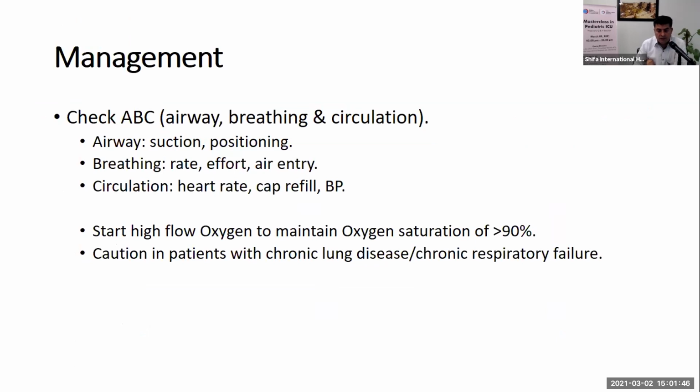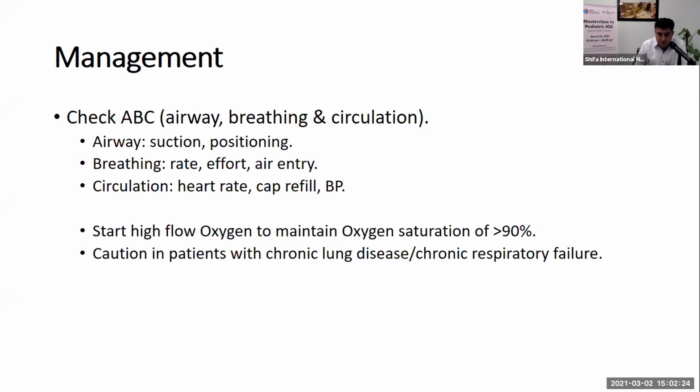We come to the management. If you have identified that a patient is in respiratory failure, the first thing, very basic, whether you are working in a tertiary, secondary or even a primary care hospital, is that you check the ABC: airway, breathing and circulation. For the airway, check if there are any secretions, you go for suctioning, you do the positioning. We'll discuss one by one in a little more detail. For breathing, you check the respiratory rate, effort, and air entry. For circulation, you look at the heart rate, capillary fill time and blood pressure.